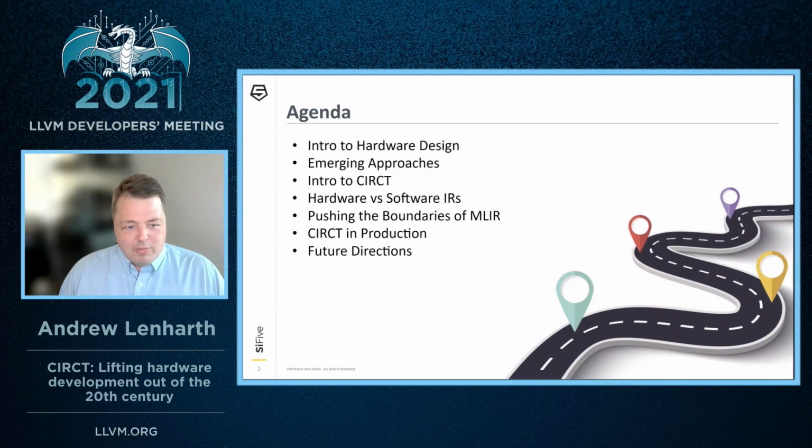So, quick roadmap. We're going to get on the same page about what hardware design is and how it's evolving these days, and then we'll introduce the CIRCT project, talk about some of the interesting things that hardware brings to compiler IRs, how we're pushing the boundaries of MLIR, and how this is being used in production at SiFive.